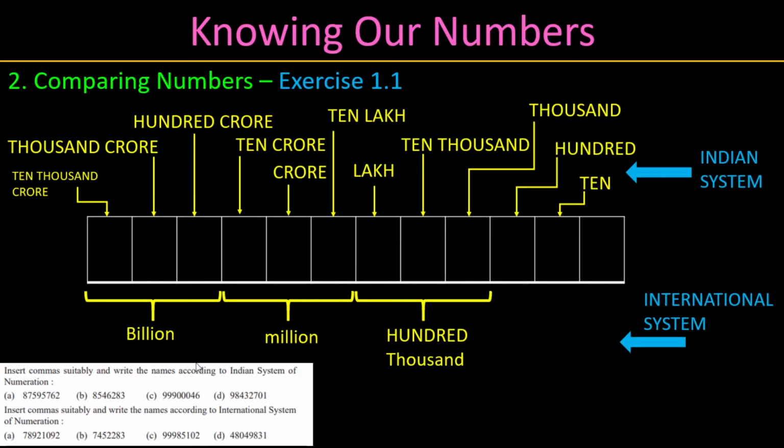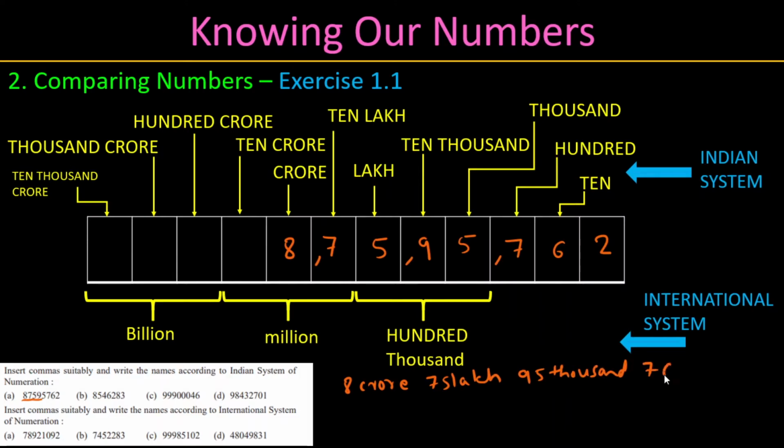Here, insert commas suitably and write the name according to the Indian system of numeration. Start with this number, 2 6 7 5 9 5 7 8. Let me put commas according to the Indian system. This is comma, this is comma, here comma. So it's 2 crore 67 lakh 59 thousand 578. So this is how we need to write it.